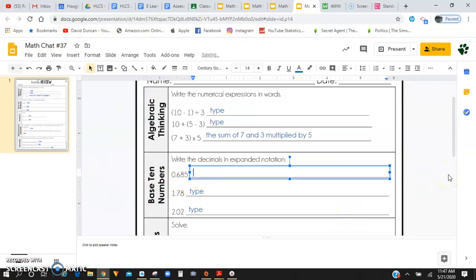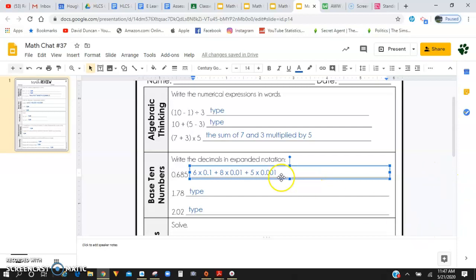I will do one for you. So this one right here is going to be 6 times 0.1, because that's the tenths place value, plus 8 times 0.01, since that's the hundredths place value, plus 5 times 0.001, since that is the thousandths place value.